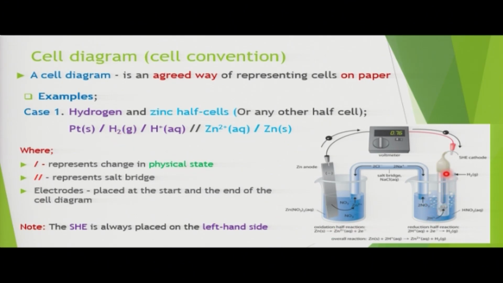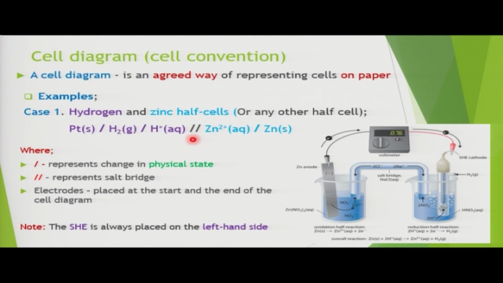You see here, this is the platinum. Gas comes in, the platinum absorbs it, and it loses electrons. Then the cations gain electrons. So we have platinum as a solid connected to hydrogen as a gas, then hydrogen positive as aqueous. So we have three physical states: solid, gas, and aqueous. This separates, that is the boundary in simple.